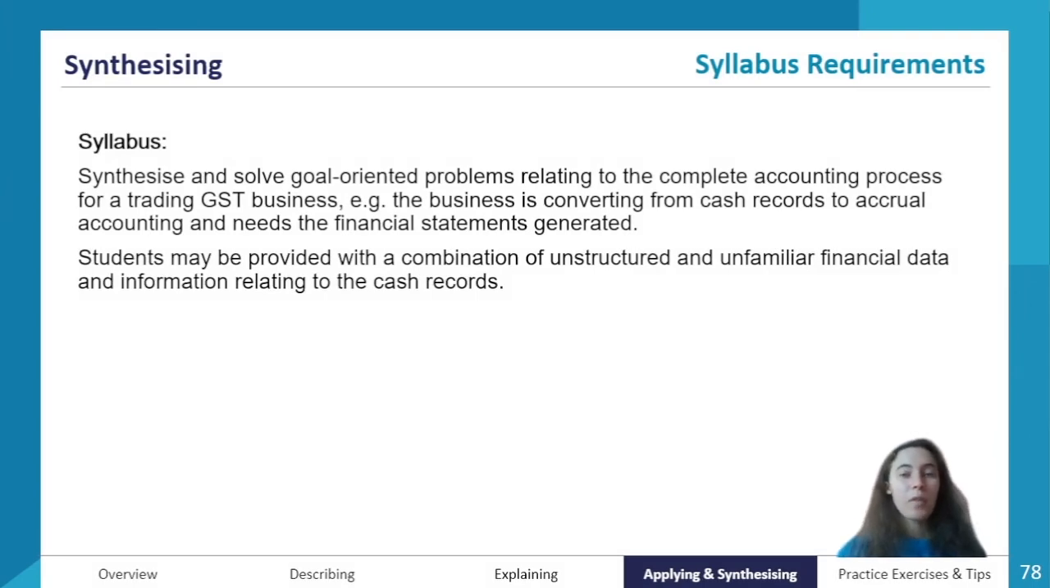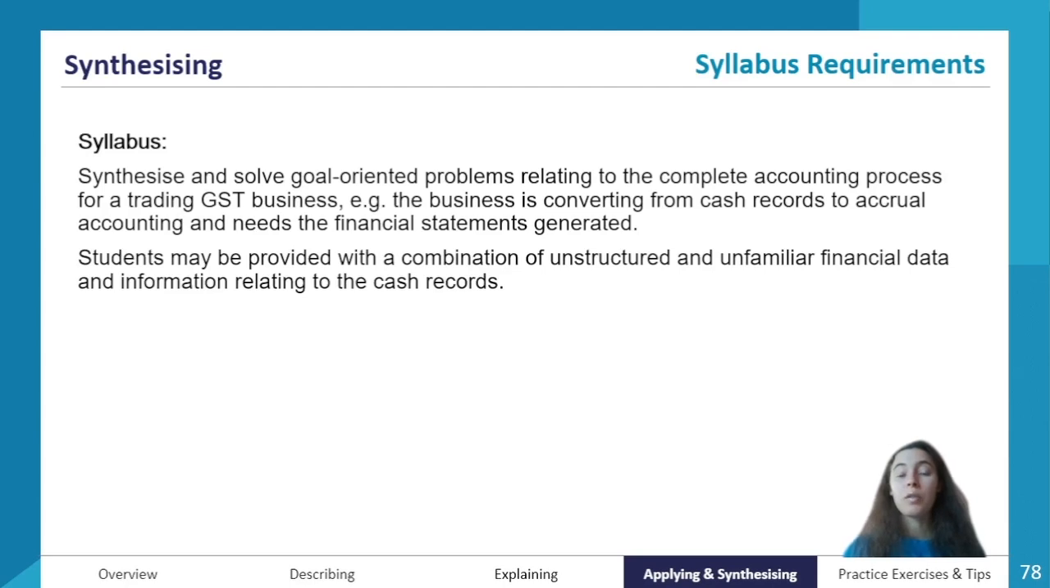And the last part of the syllabus for Unit 4 Topic 2 is about being able to synthesize and solve goal-orientated problems related to the complete accounting process for a trading GST business. So a trading GST business meaning that we are selling goods, and GST applies to those goods.